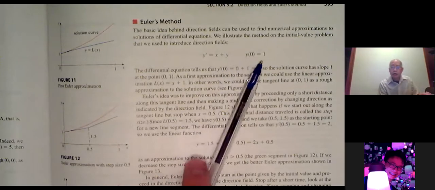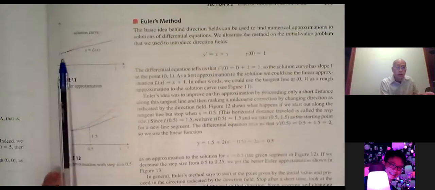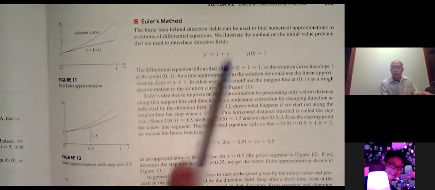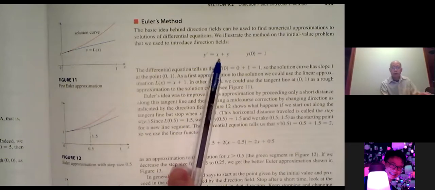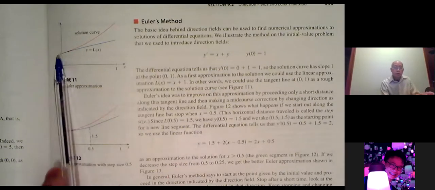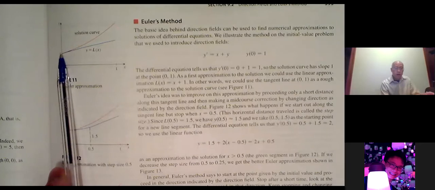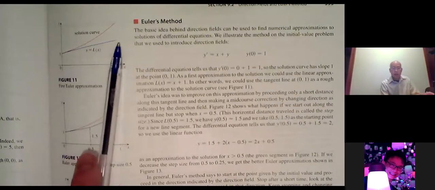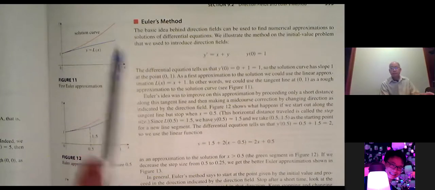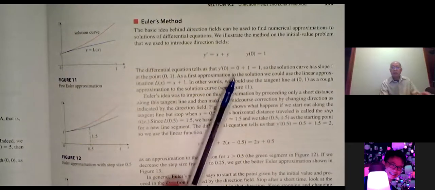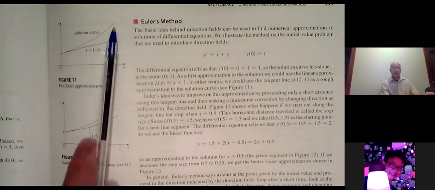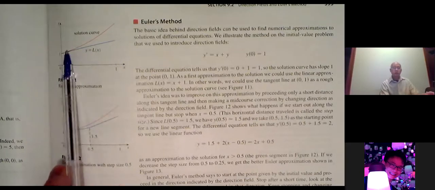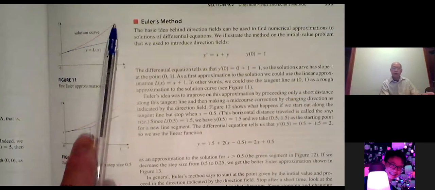Okay, y of 0 equals 1. The point is (0, 1). What happens if I plug in 0 and 1? I get 1, right? The slope is 1. So what if I start off at this point and just draw a line segment that has a slope of 1? I'm guesstimating what happens by the time I reach x equals 1. My guess would be over here. As you can see, it's off. The real solution is the red, which we don't know how to get yet.